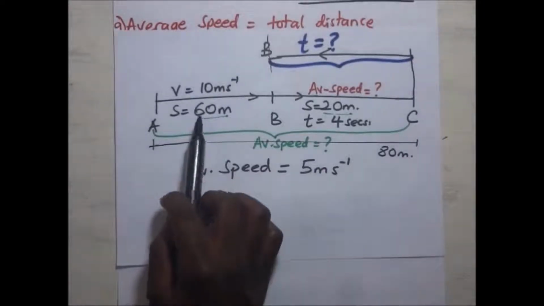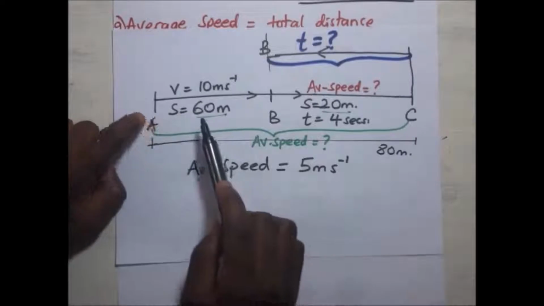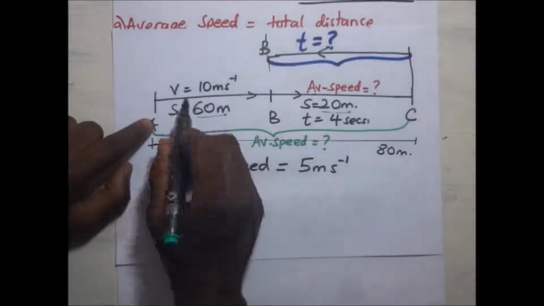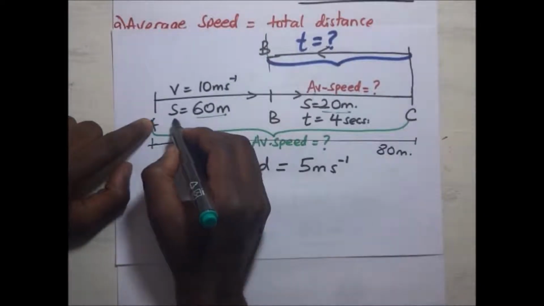Now the total time moved, we do not have the time. We have the time between B and C, but from A to B we do not have the time covered. We only have the average speed and the distance. We do not have the time here.